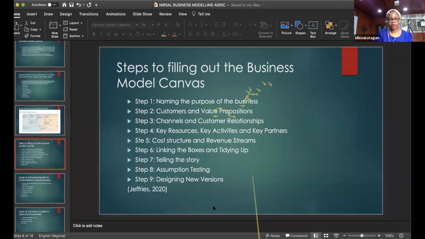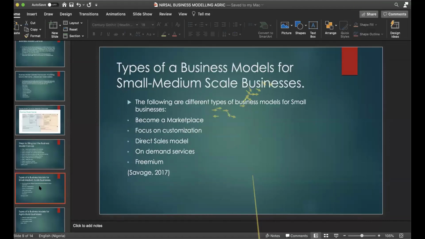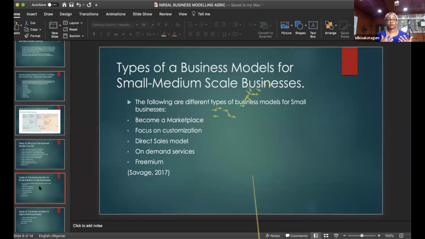The next thing we'll be discussing is, I know this training is for the agricultural sector and those normal small businesses. So I put two different types of models that I want to recommend from what I've read and researched, so that I don't give you samples of business models for bigger firms that may not work for you. Now, Savage 2017 recommended 5 types of business models. The first one is becoming a marketplace.